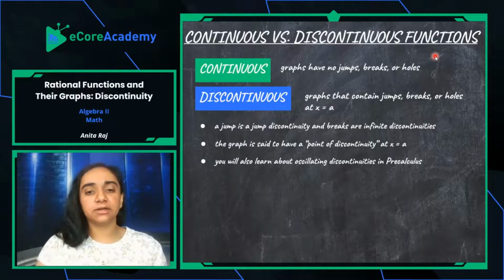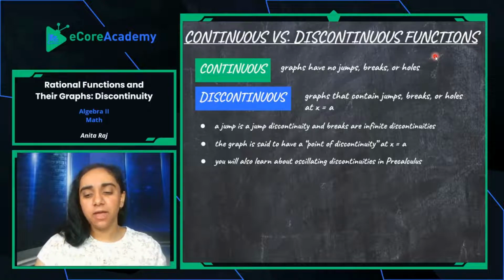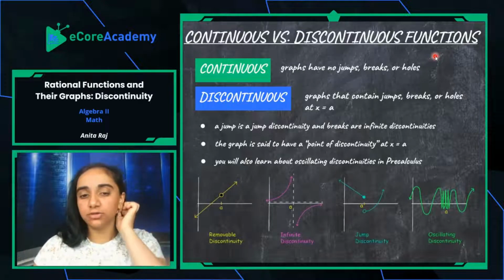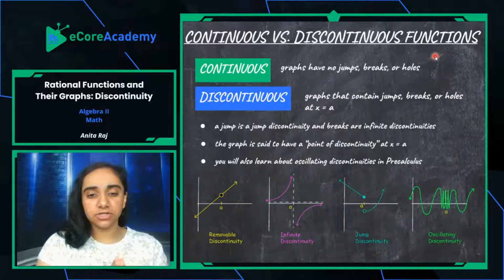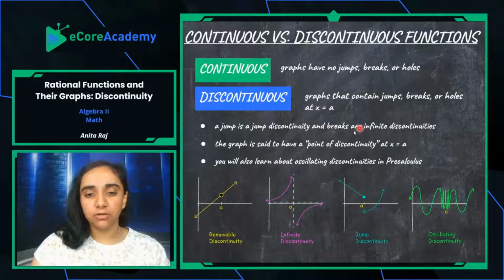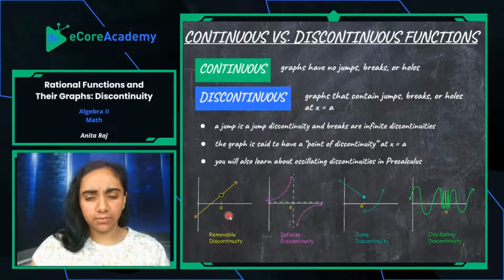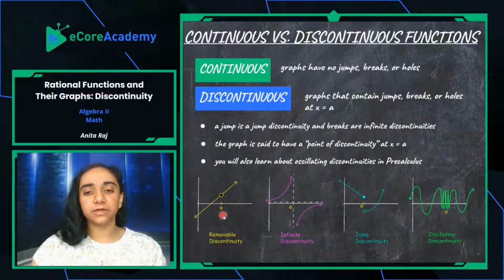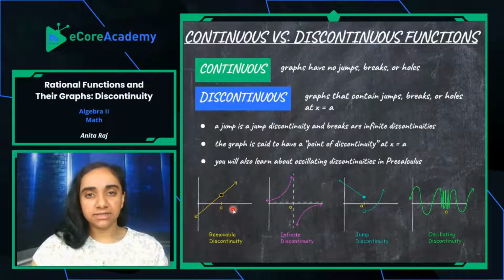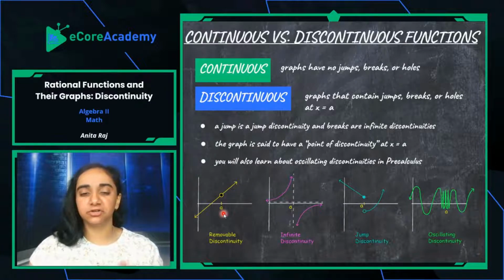And then later in pre-calculus, you'll also learn about oscillating discontinuities. You don't have to worry about that now, but I will talk about it a little bit as we go through this image. So the first image you see is a removable discontinuity, which is right here. So as you see, there's a graph. This is where x would equal a, because that's on the x-axis. And this is just a line, a linear equation.